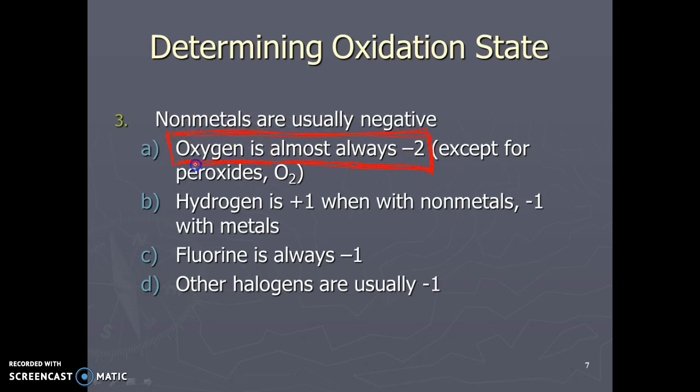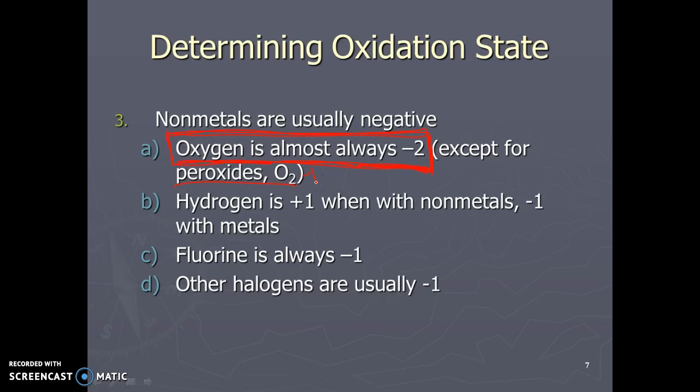Look for the oxygen. Oxygen gets priority to be the negative guy. It is almost always -2. So look at oxygen. All right, there's my negative guy. It's -2, and that'll help you figure out what the other stuff is. There's a couple exceptions to that. If you have a peroxide, in that case, it actually has an oxidation state of -1, but those don't pop up too often.